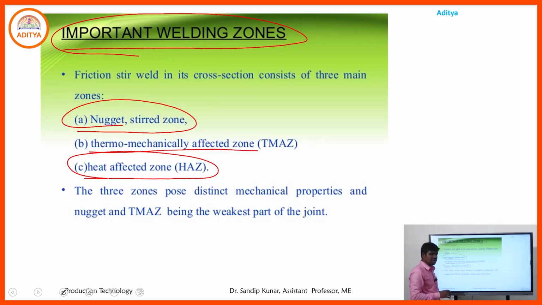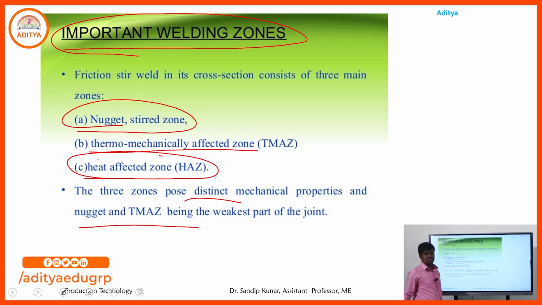These zones show different mechanical properties. Distinct mechanical properties are shown in the joint, and the weakest part is the thermomechanically affected zone and the nugget zone, meaning the molten metal zone. That's why that is the weakest part of the welding zone.